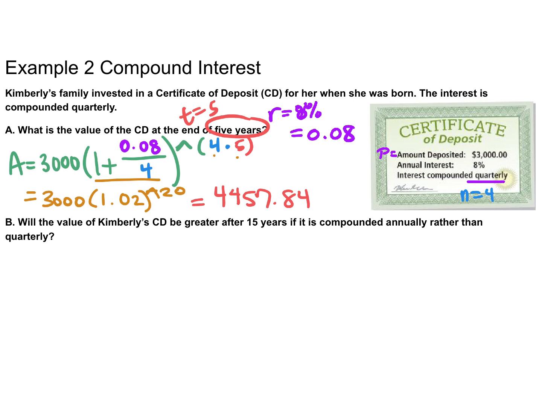The next question says, will the value of this CD be greater after 15 years if it is compounded annually versus quarterly? So annually means that the n value is 12, and quarterly meant n value was 4. The time is 15 years. So pause here, see if you can plug in these numbers and get both the values.